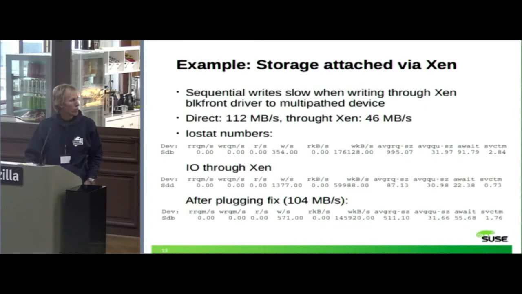So if you look at iostat numbers, the first numbers are for the direct access, and there you see that we are doing really a lot. And the request size is actually around 500 kilobytes. So one IO request has around 500 kilobytes. When you are going through Xen, you will notice that the request size is actually only 40 kilobytes.